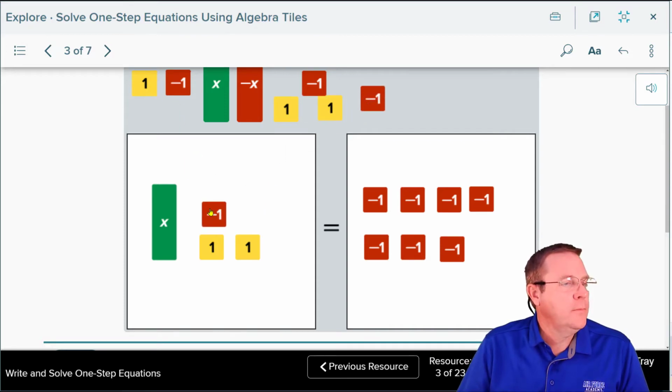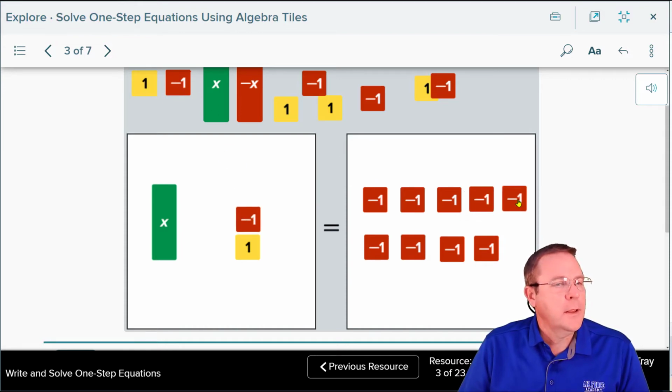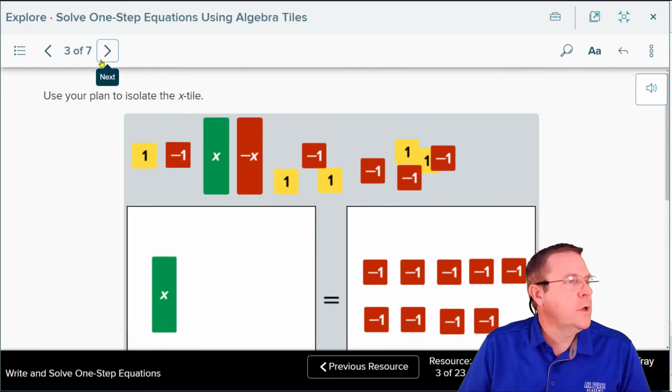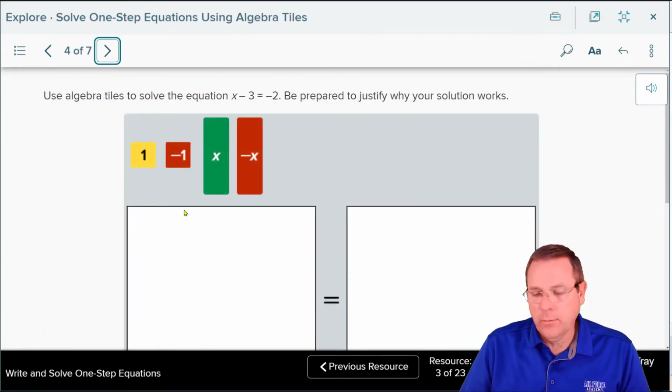Do it again, a -1 and a -1. So these two ones just zeroed out. And finally, a -1 and a -1. So these two ones zeroed out. And what are we left with in the end? We have x is equal to 1, 2, 3, 4, 5, 6, 7, 8, 9. So our final answer to that equation is going to be x is equal to 9.